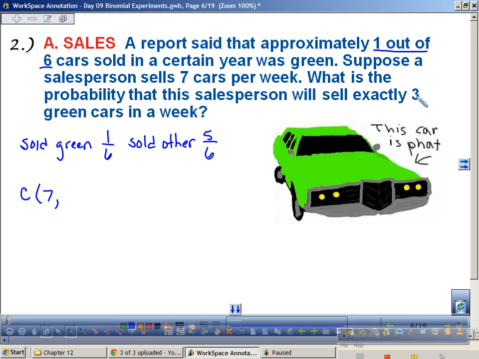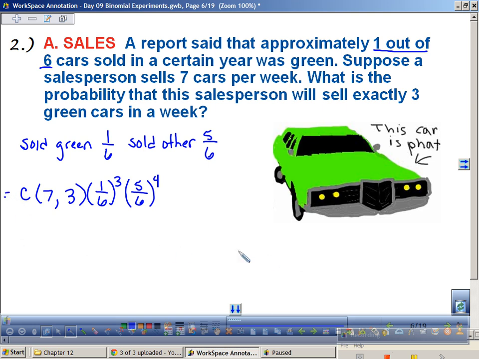What is the probability that he will sell exactly 3 green cars? So 7 choose 3. What is the probability of selling a green car? 1/6 to the third times, what's the probability of not selling a green car? 5/6 to the fourth. 4 plus 3 makes 7, right? Go ahead, wrap your head around it.